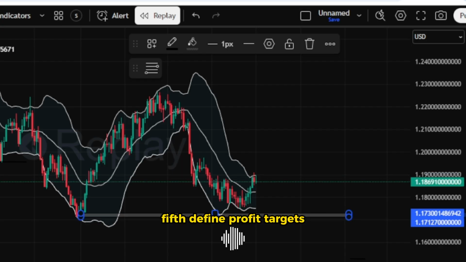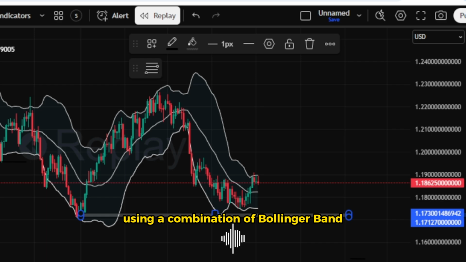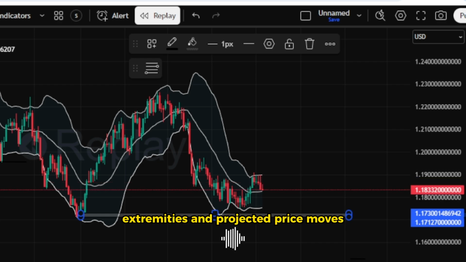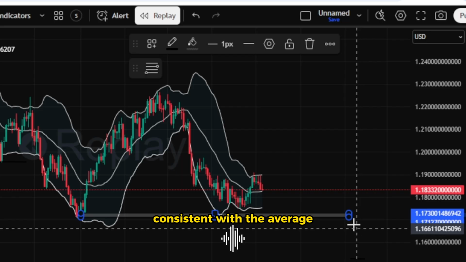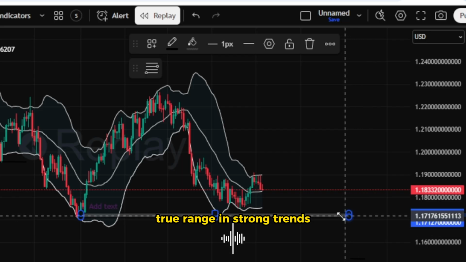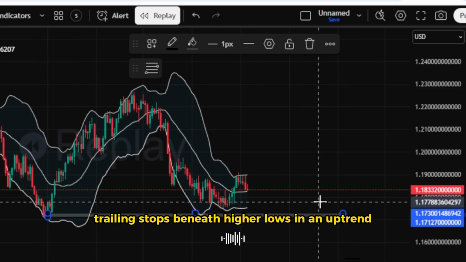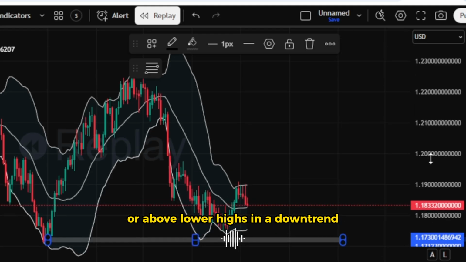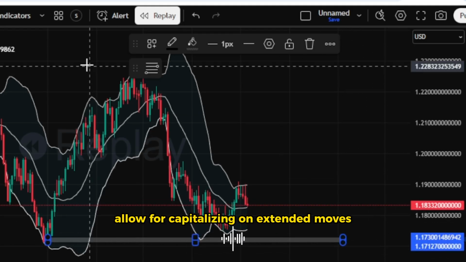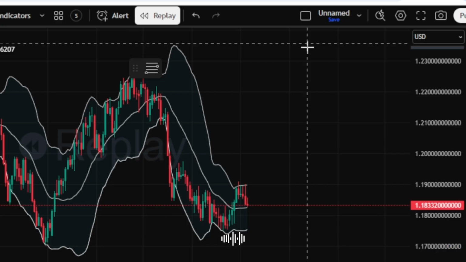Fifth, define profit targets using a combination of Bollinger Band extremities and projected price moves consistent with the average true range. In strong trends, trailing stops beneath higher lows in an uptrend or above lower highs in a downtrend allow for capitalizing on extended moves while protecting gains.